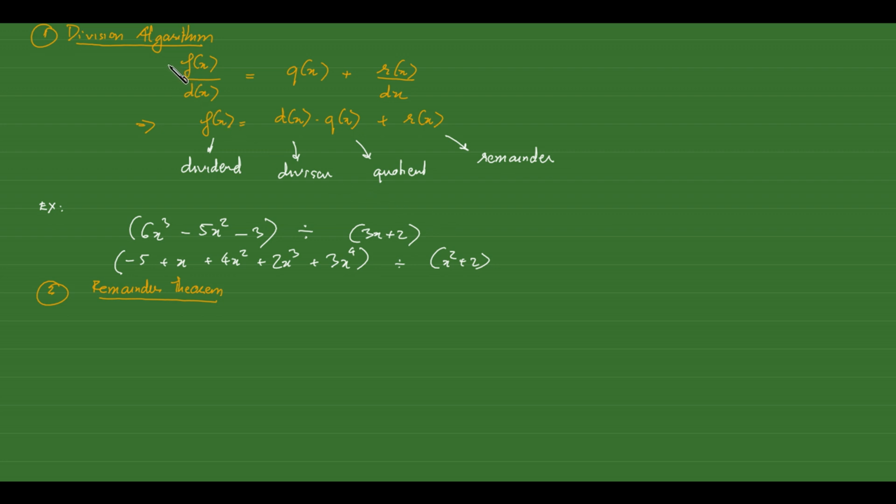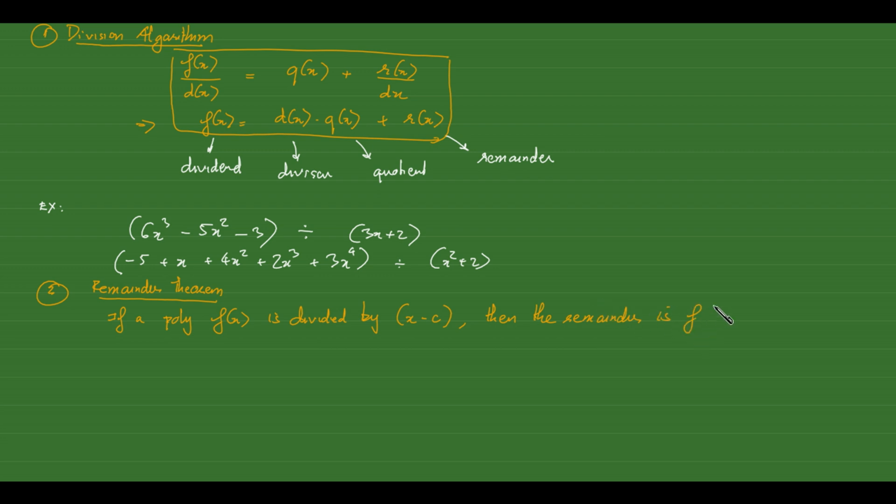So what is the remainder theorem? If a polynomial function f(x) is divided by x minus c, then the remainder is f(c). The remainder is f(c).